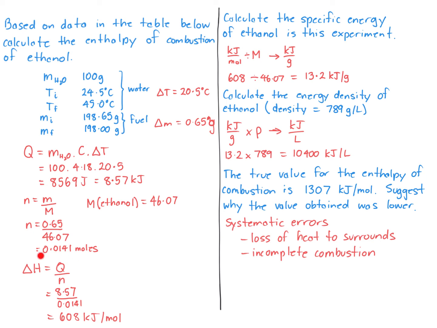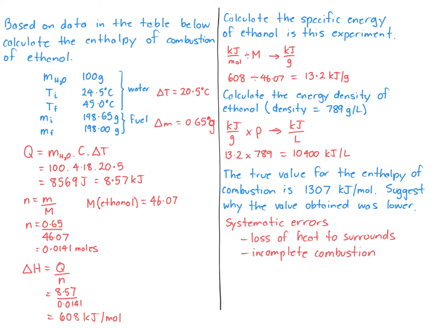So now we can use this formula that's on our formula sheet. The enthalpy change is equal to the heat released divided by the number of moles. If we'd burnt 1 mole of fuel, that number would be 1, and we'd say the heat released is the same as the enthalpy. 8.57 divided by 1 is 8.57. But we had a lot less than 1 mole, so this number here is much smaller than 1.